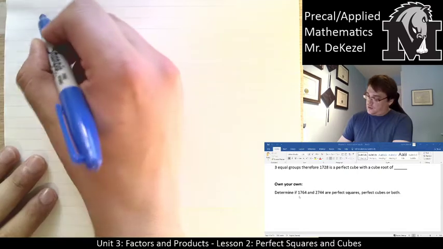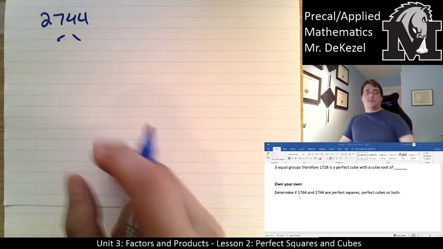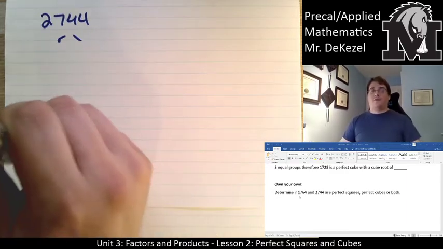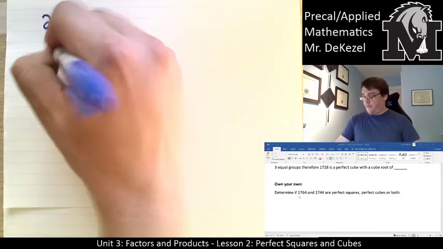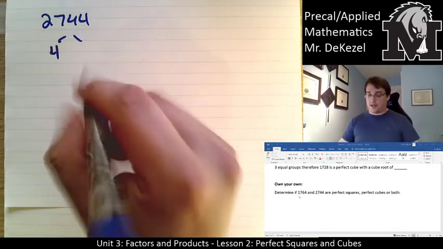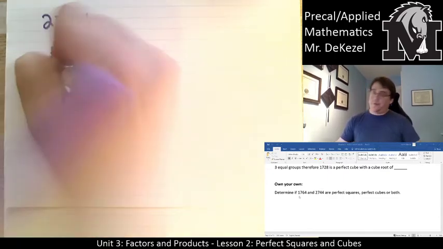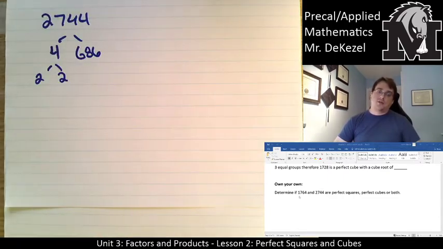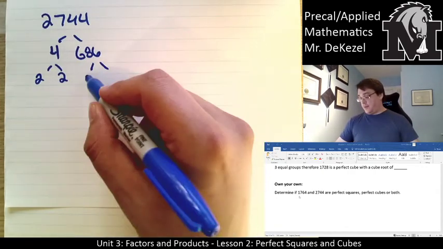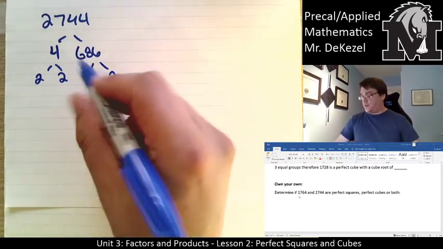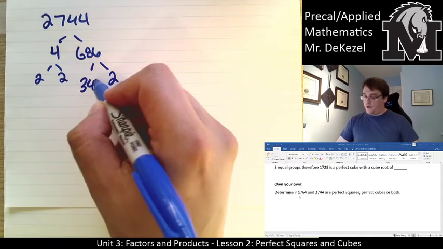Let's do 2744. So the last two digits are 44. I know that 44 is divisible by 4. So I know this is divisible by 4. So let's do 4 and check in my calculator. I get 686. I know that 4 can be broken up into two twos. So that's done like that. Let's divide this whole thing by 2. So that's 686, and then we divide that by 2 to get 343.